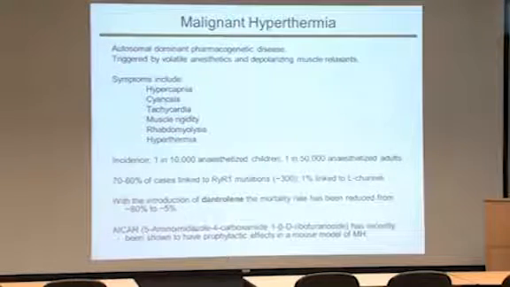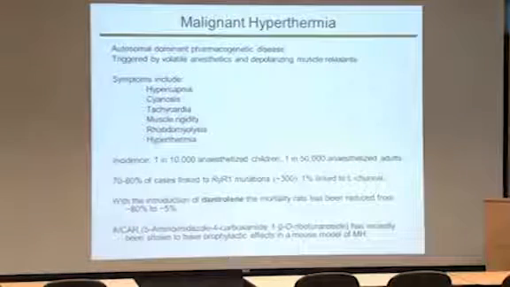If the hyperthermia doesn't kill you, you get muscle damage, you leak potassium into the blood. That can cause arrhythmias and cardiac arrest. Incidence, it's pretty rare. About 1 in 10,000 anesthetized children exhibit this, and about 1 in 50,000 adults.